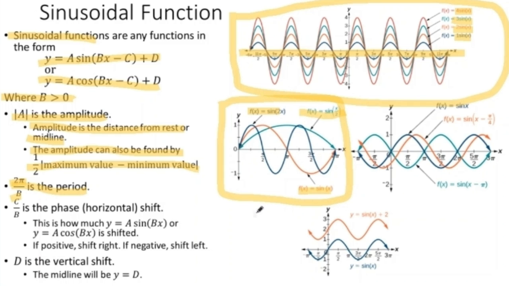Meanwhile, if b gets smaller, like in the case of sine of x over 2, which would have a b of 1/2, that's going to cause the period to get larger. So it's going to take a longer time for sine of x over 2 to complete a period compared to f of x equals sine x, which we can see here in the teal graph.